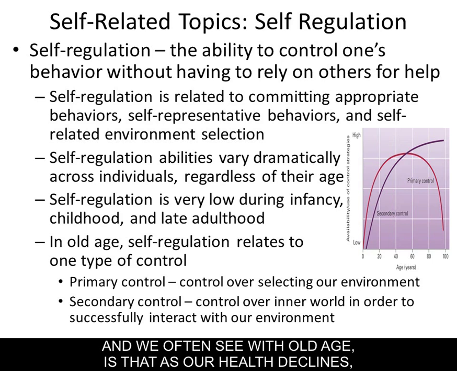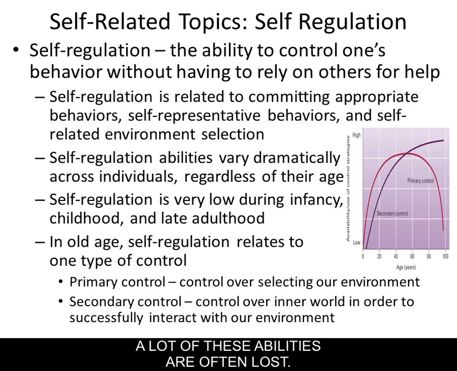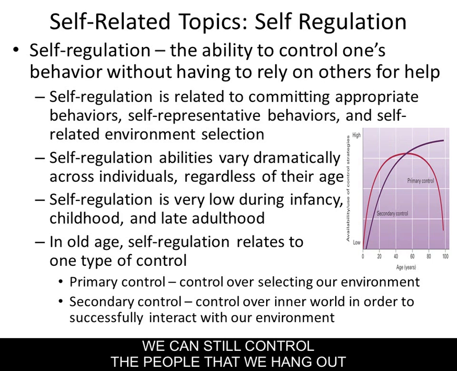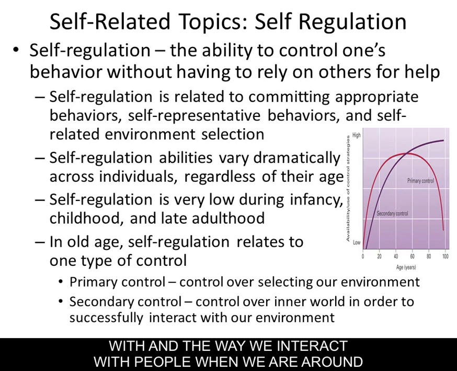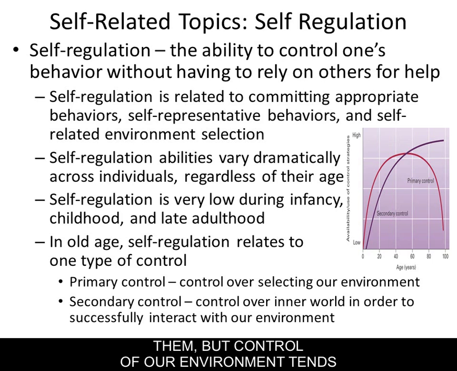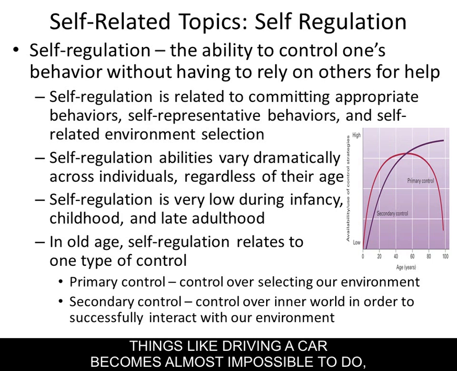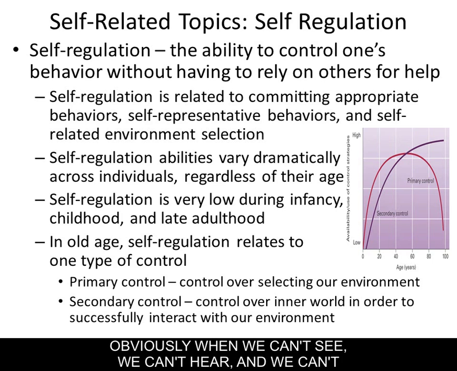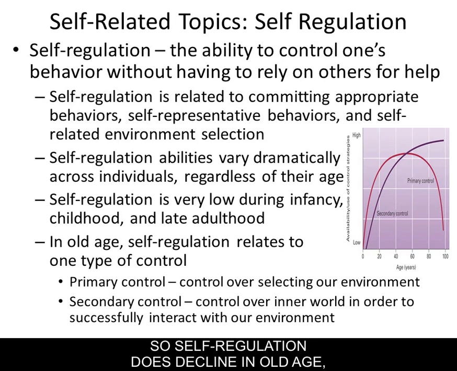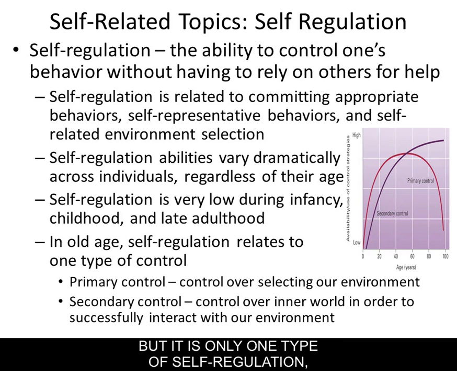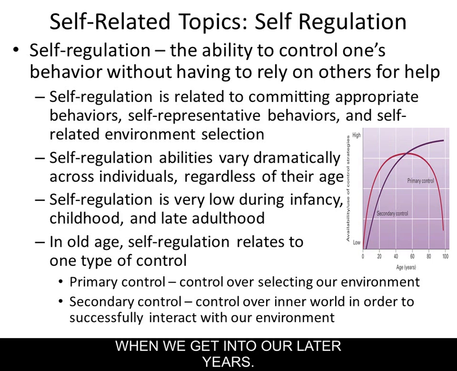What we often see with old age is that as our health declines, a lot of these abilities are often lost. We can still control our interactions. We can still control the people that we hang out with and the way we interact with people when we are around them. But control over our environment tends to decline when our physical and cognitive abilities decline. Things like driving a car become almost impossible to do, obviously, when we can't see, we can't hear, and we can't react effectively. So self-regulation does decline in old age, but it's only one type of self-regulation, primary control, that seems to decline when we get into our later years.